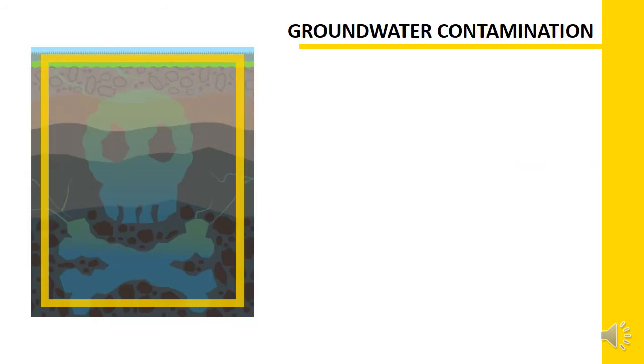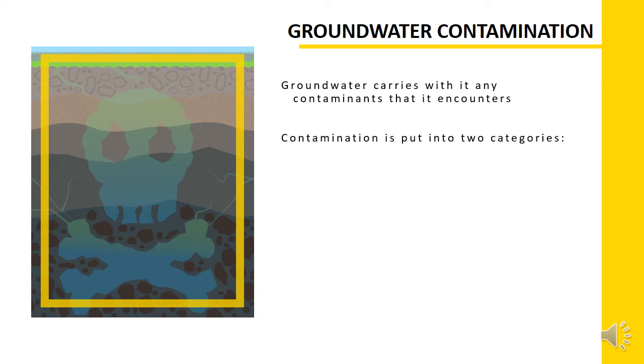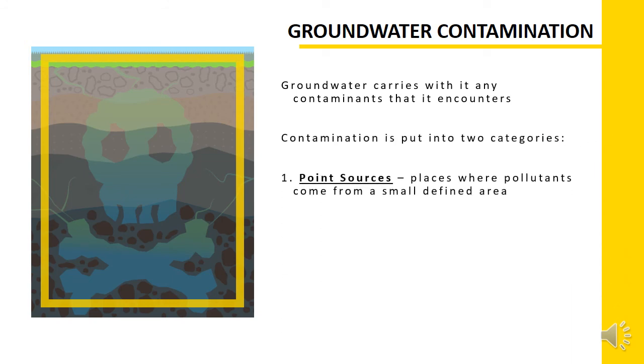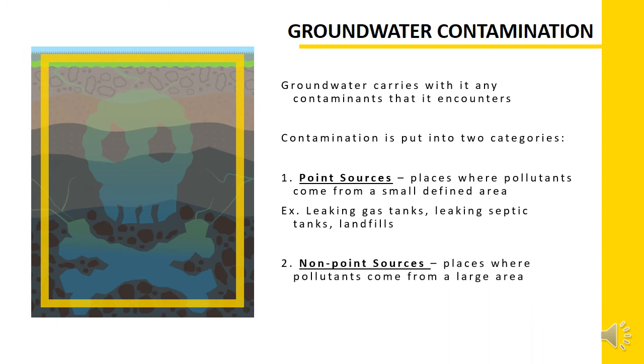Groundwater contamination falls into two categories. First is the point sources, where pollutants come from a small defined area. Examples of this are leaking gas tanks, leaking septic tanks, and landfills. Another is the non-point sources, where pollutants come from a large area. An example of this is the runoff from farmland.